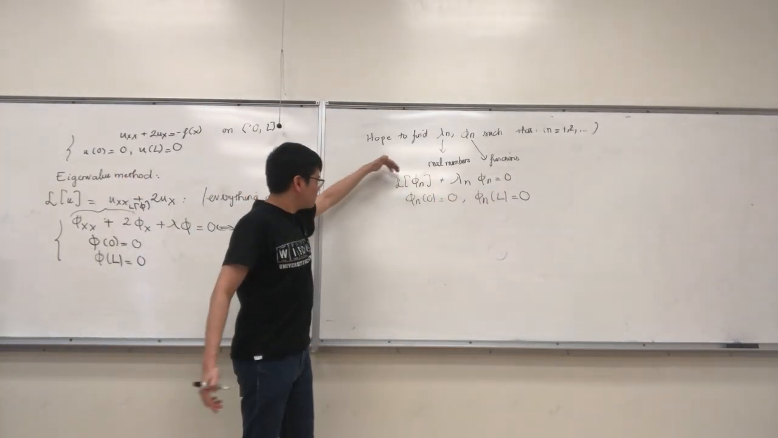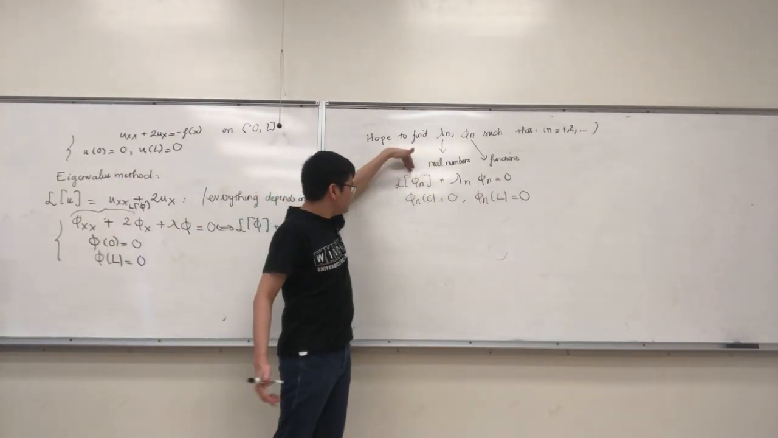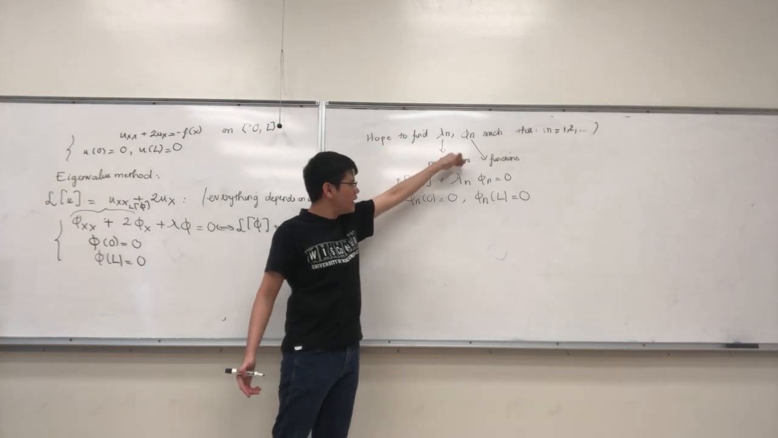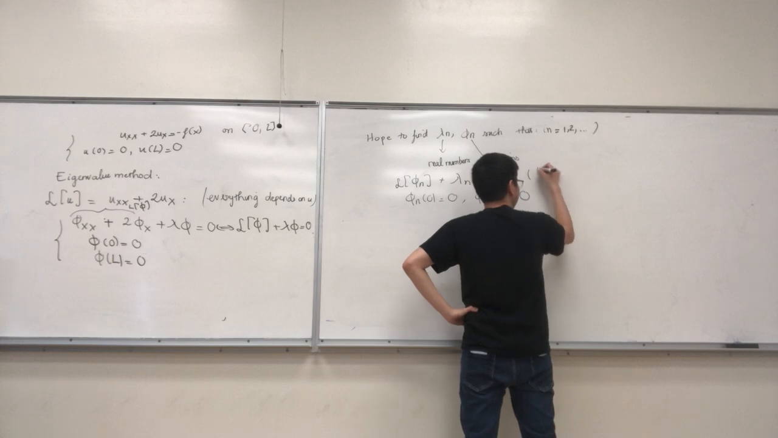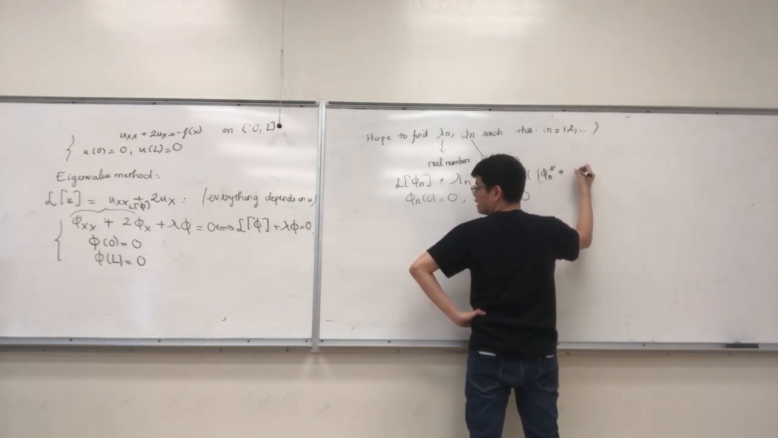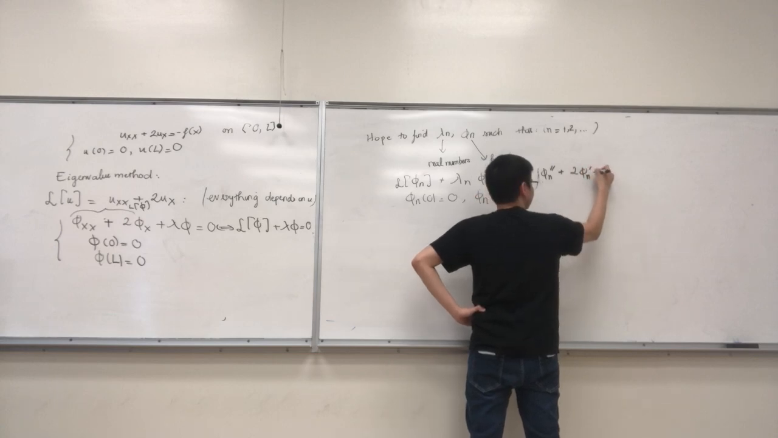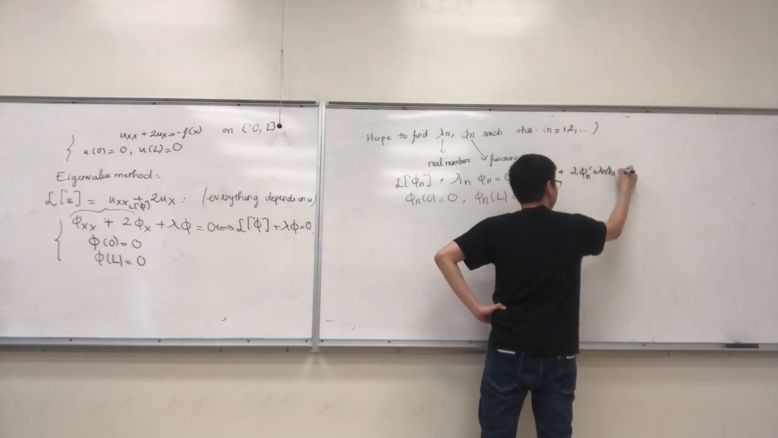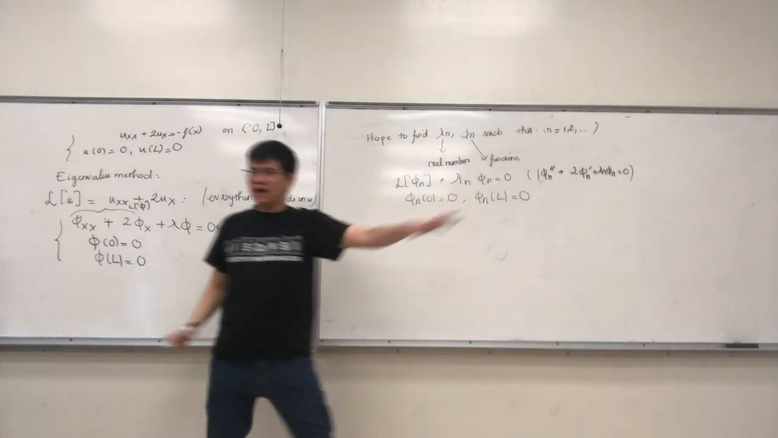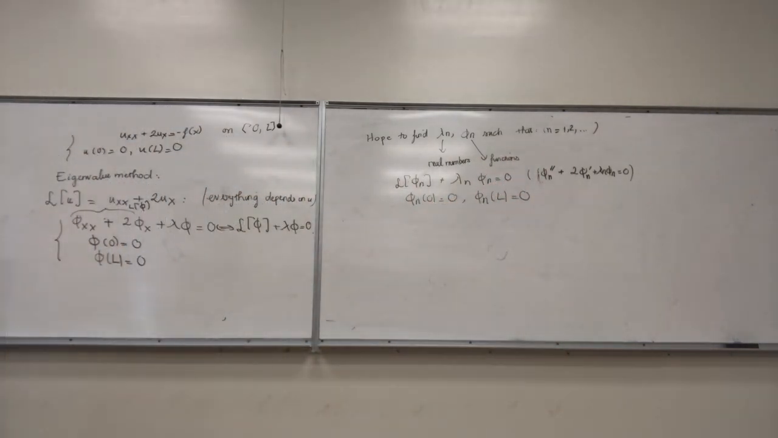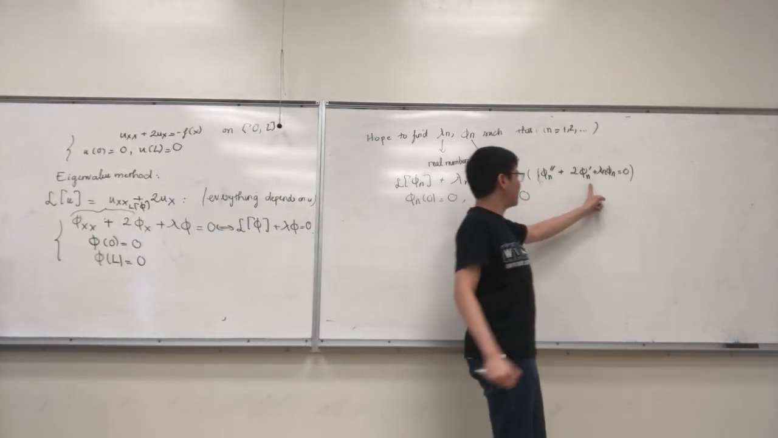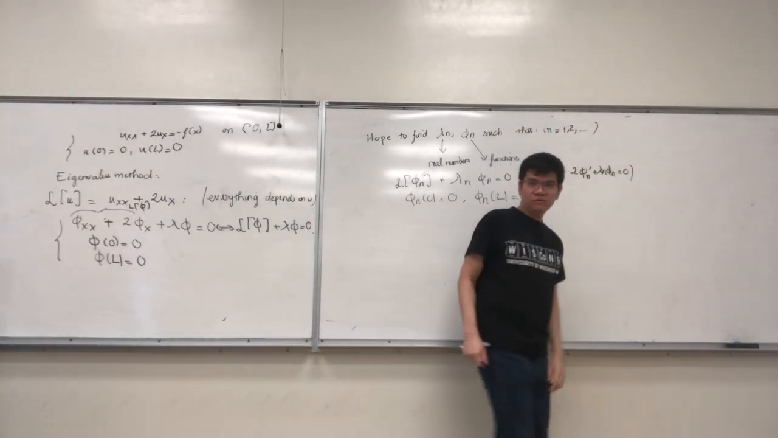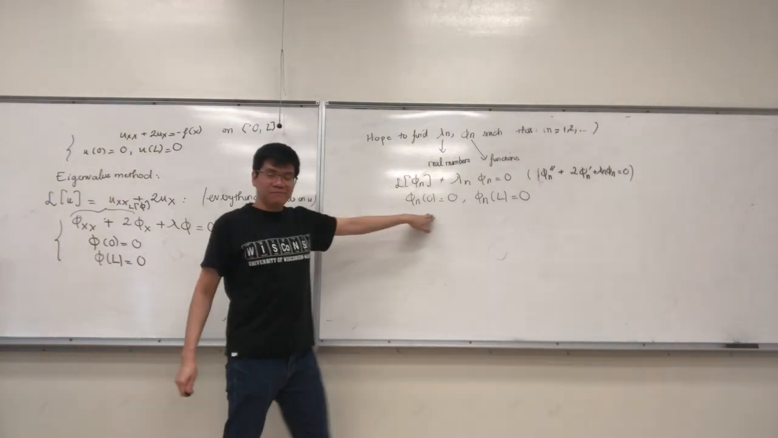So L of phi n plus lambda n phi n is 0, which means that you have phi n second derivative plus 2 phi n prime plus lambda n phi n is 0. All right, so the idea behind this eigenvalue method is to find lambda n and phi n such that phi n second derivative plus 2 phi n prime plus lambda n phi n is 0 with the same boundary condition.